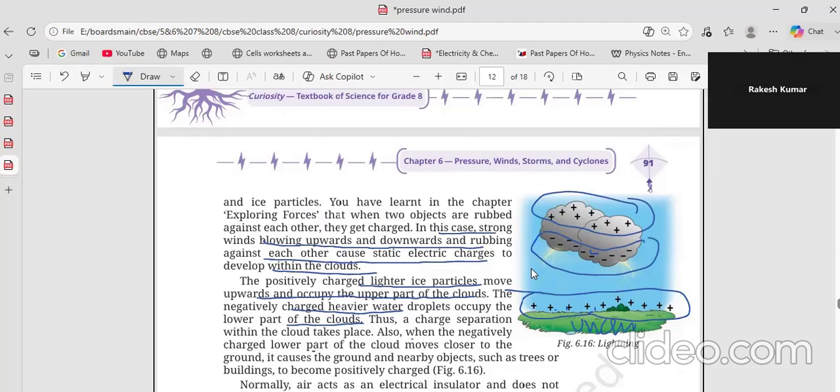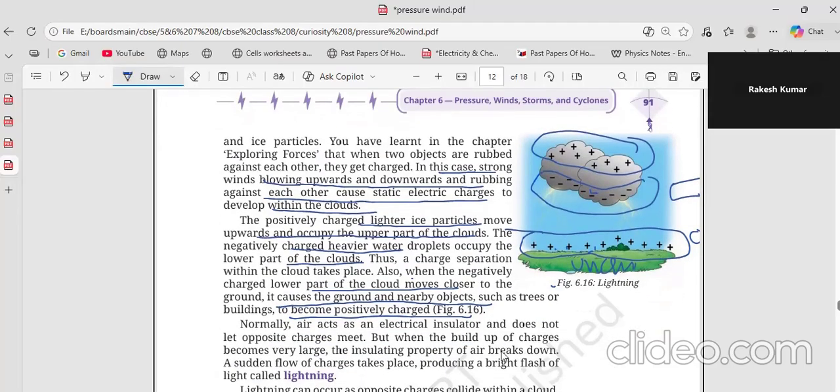Thus, when the negatively charged lower part moves closer to the ground, it causes the ground to become positively charged. It's like a scale attracting paper. So this is the same thing, an uncharged thing getting attracted. Normally there is no electricity here. The air is an insulator. It's like rubber, air doesn't conduct. If the charge builds up continuously, a sudden flow of charge takes place. Air becomes conducting and lightning is formed.